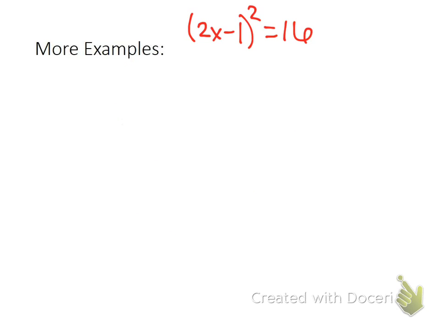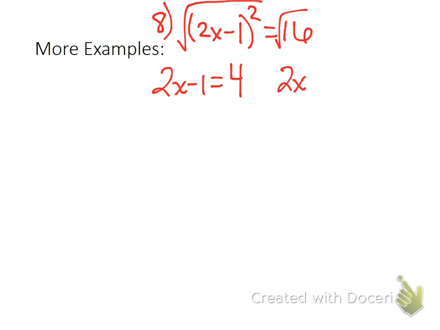All right, are the parentheses alone? No, other than the fact that they're being squared. Okay, so the squared is the only thing happening to those parentheses. So I can go ahead and square root both sides. When I square root the left side, what do I get? Good, 2x minus 1. When I square root the 16, what do I get? 4 or negative 4. So I have to set up two different equations. Then I just have to solve both of those.